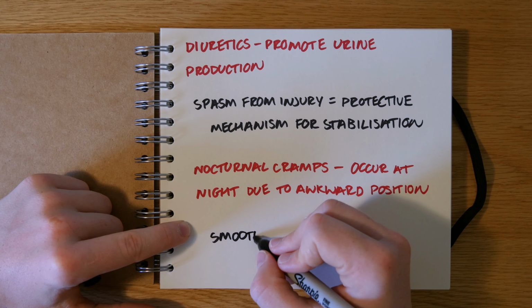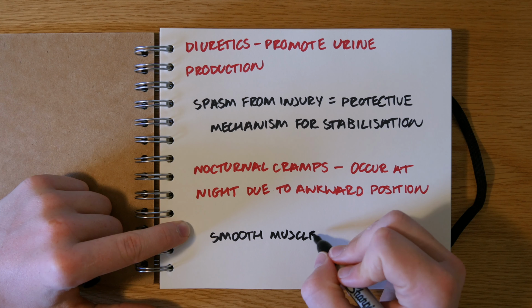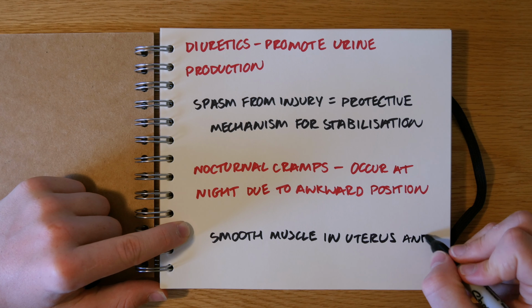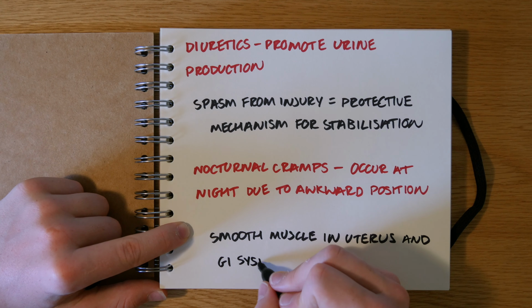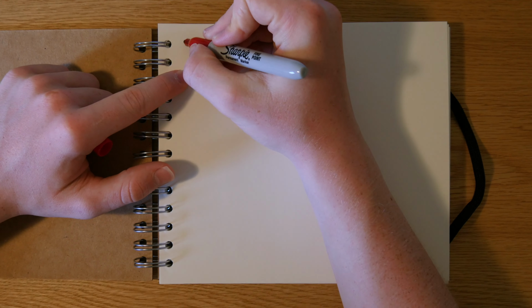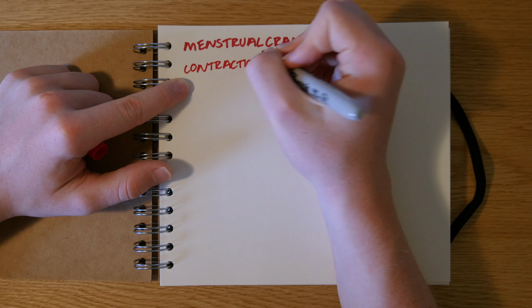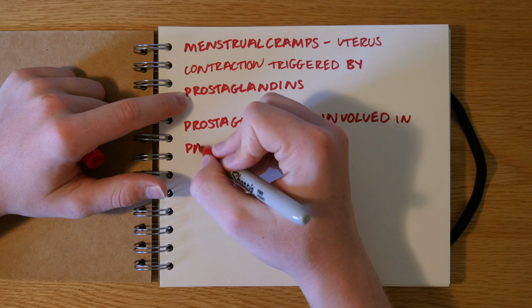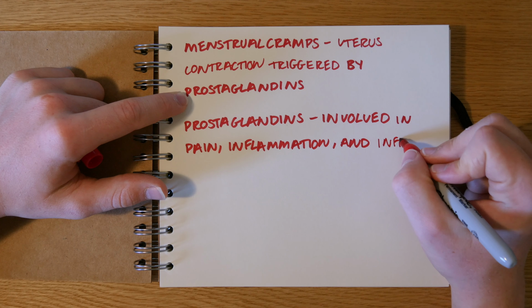Smooth muscle can also cramp, but given that these muscles are involuntary, it isn't usually from any kind of human input. The most common areas of smooth muscle which cramp are in the uterus and gastrointestinal system. Menstrual cramps occur as the uterus contracts to help expel its lining, which is triggered by prostaglandins, a group of lipids which are involved in pain, inflammation, and infection control.